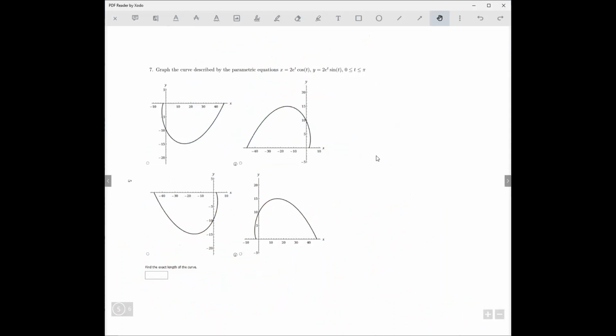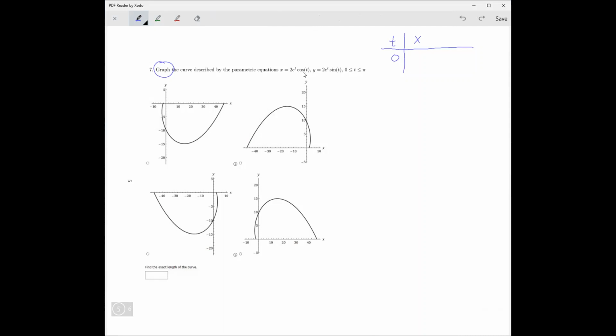Number 7. Okay, so here we're supposed to do a couple of things. First of all, graph the curve described by the parametric equations. So that's kind of what we did in section 10.1, just graph these curves. Now you're going from 0 to pi. So what we're going to do is we're going to start with 0 and see where that takes us.